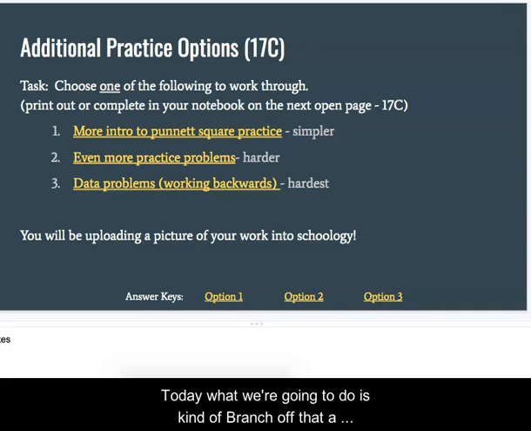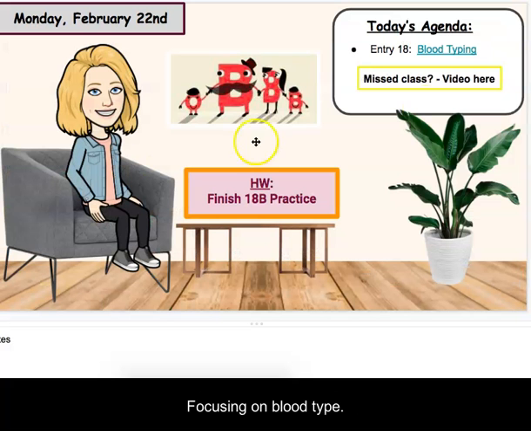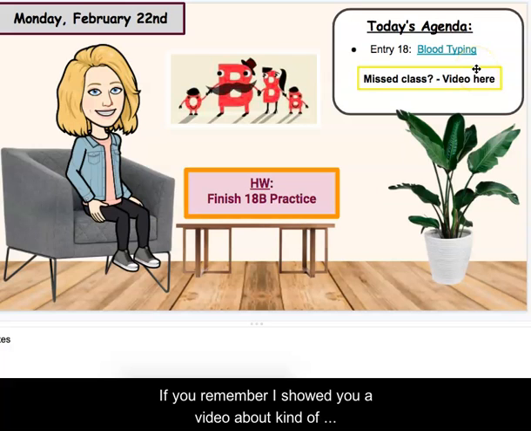Today what we're going to do is branch off that a little bit, and we are going to focus in on blood typing. If you remember, I showed you a video about exceptions to the rule about our basic Punnett squares. Blood typing is one of those exceptions to the rule.